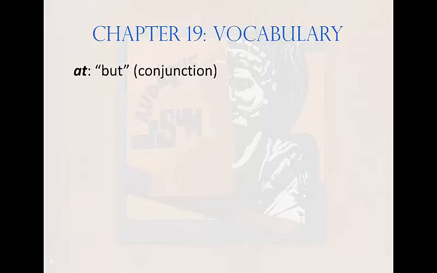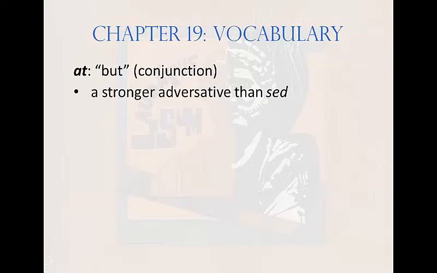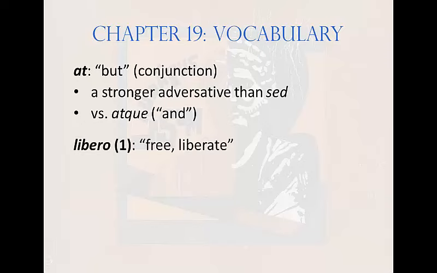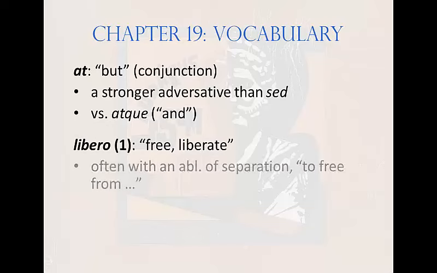The next word is at, meaning but. It's a conjunction, and it's slightly stronger in its adversative sense than sed, which also means but. Adversative is a grammatical term for a word that turns the logic in a sentence, as in, I went to the store, but I didn't buy bread. It's important to distinguish at from atque, meaning and, which is not adversative at all. The next word, libero, a first conjugation verb, means free or liberate. Often this verb is followed by an ablative of separation, meaning to free from something.